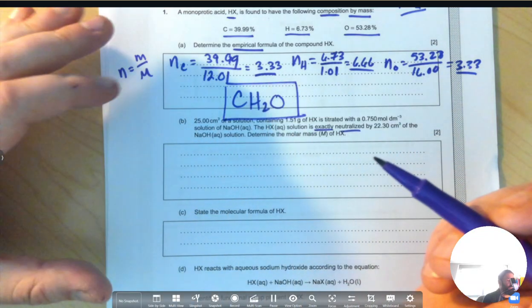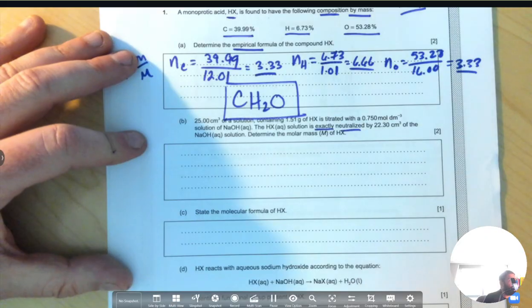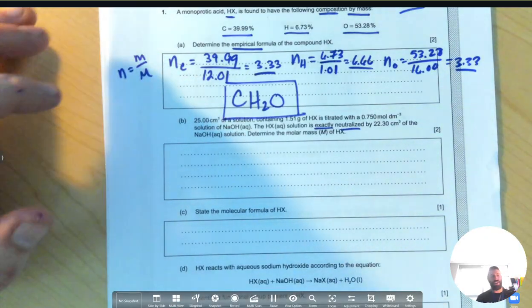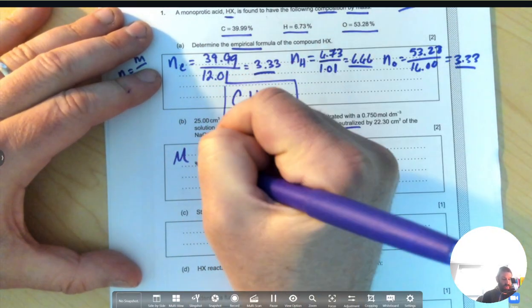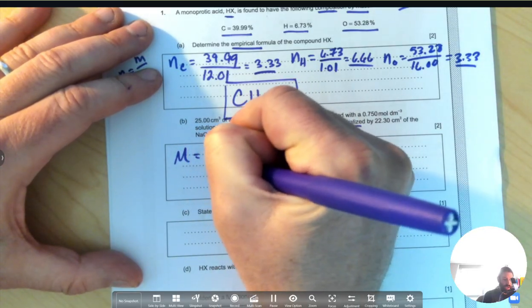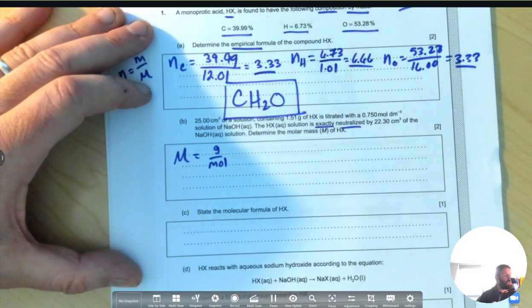So the most important thing to know here, since we're asked for the molar mass, is what is the unit of molar mass? Well, molar mass, which is denoted with a capital M, is the number of grams divided by the number of moles of the substance.